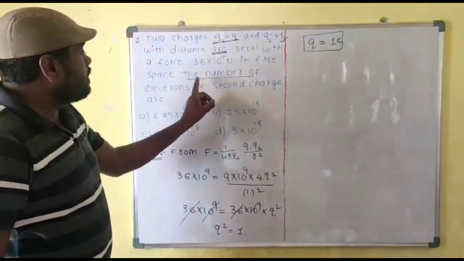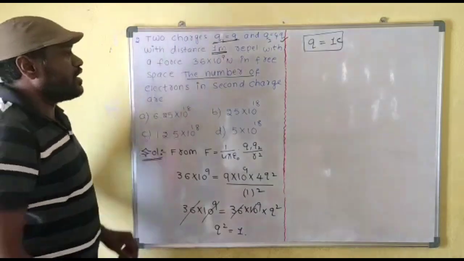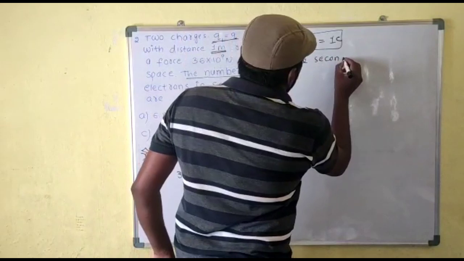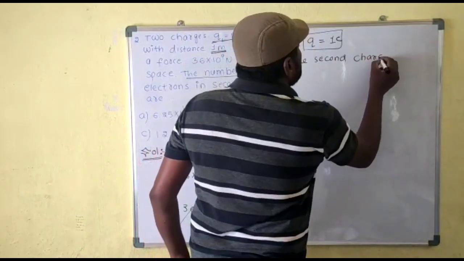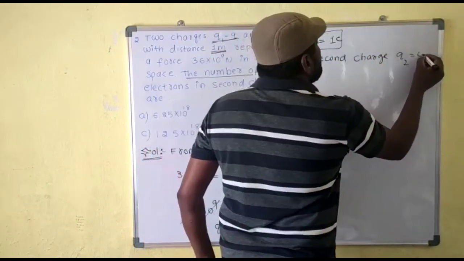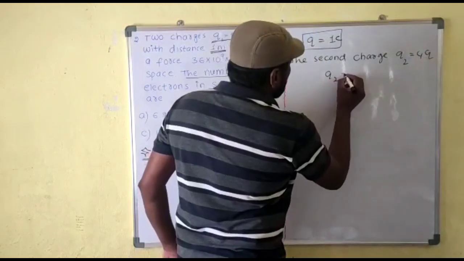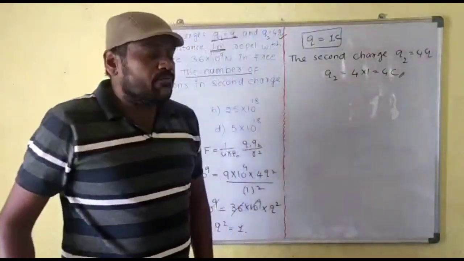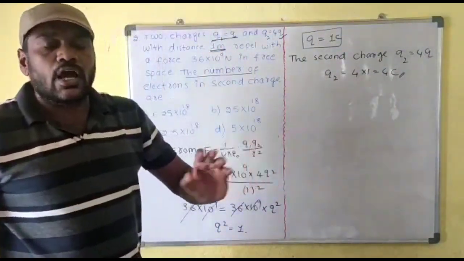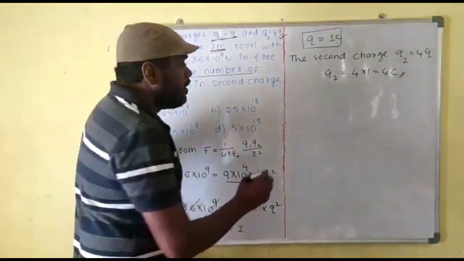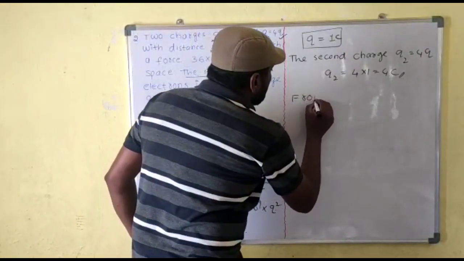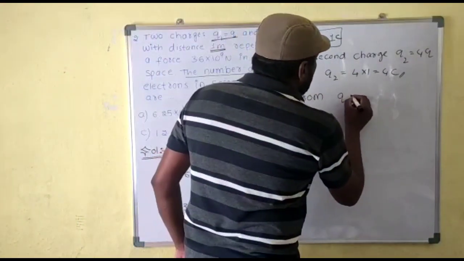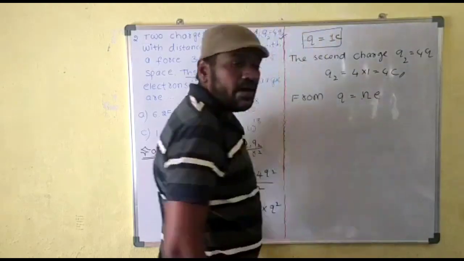But the question is the number of electrons in the second charge. Therefore, what is the second charge? Q2 is equal to 4Q, so Q2 is equal to 4 into 1, that is nothing but 4 Coulomb. Therefore in 4 coulombs how many electrons are present, we have to calculate. From the formula we already know, in the first video we have discussed the quantization principle, that is Q is equal to N into E. This formula I have given already.